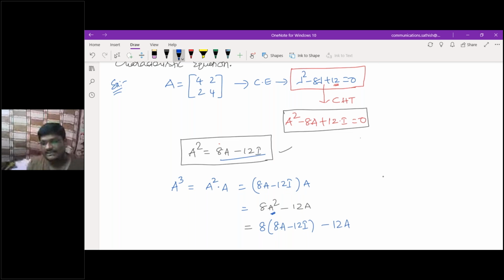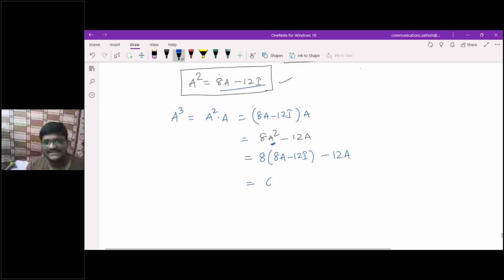Then what is the answer for that? 8 8s are 64A. Then 8 12s, how much? Come on, what is 12 8s? 96, sir. 72. 12 8s are 96, not 72. They won't allow calculators in the GATE exam, so you have to use your mind. Don't get bothered, 12 8s are 96. So which is 96I minus 12A.